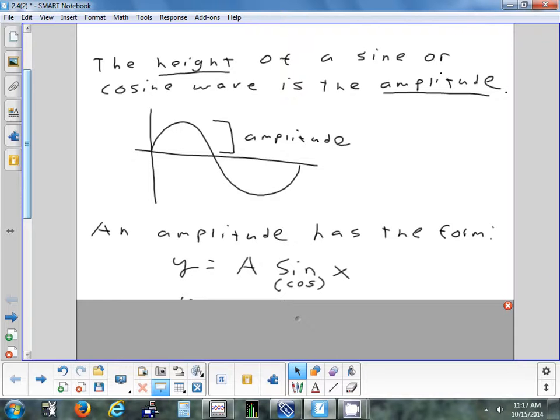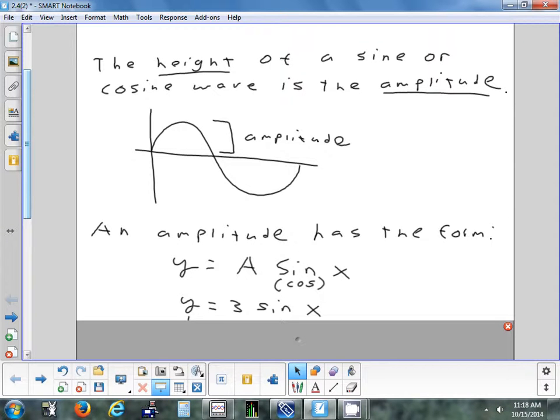And what does an amplitude change look like? An amplitude change is when you have a function, sine or cosine, and you multiply by a number in front. There's an example. 3 sine x.